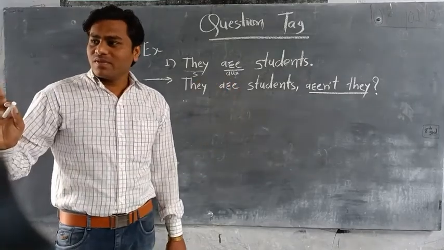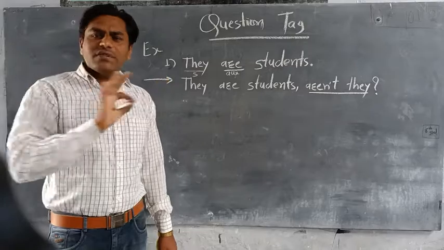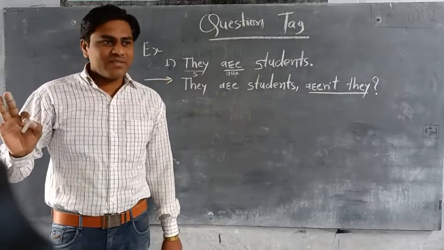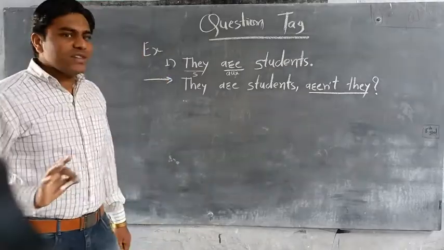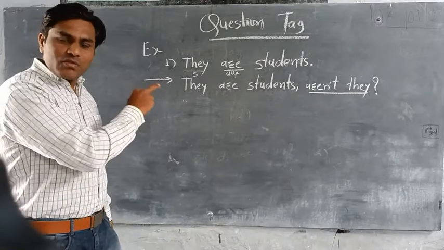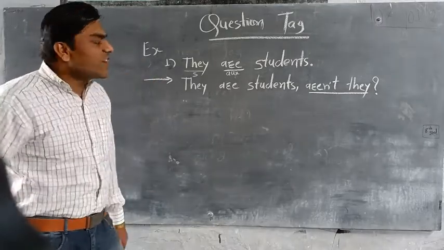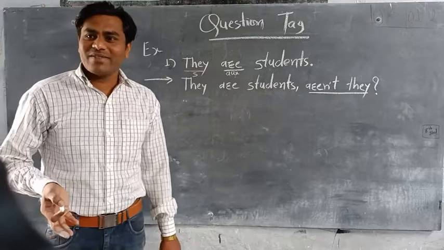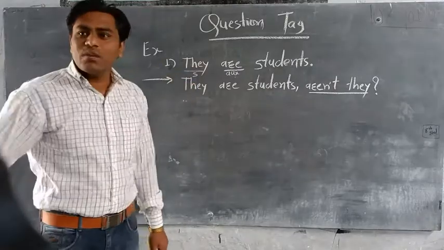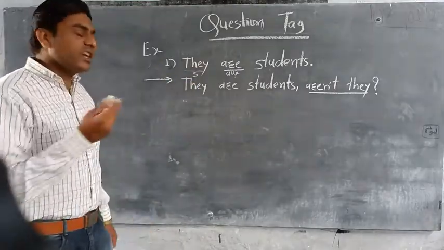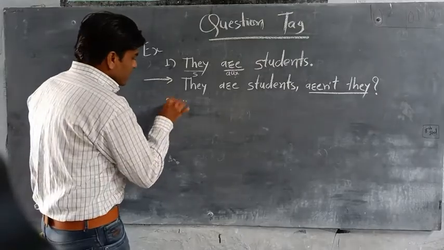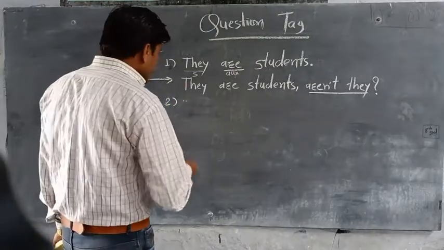The example is very simple. We can understand. They are students, and we are making the question tag of this sentence. It is: they are students, aren't they? Because this sentence is positive. Let's see the negative sentence. Example number 2. You write please.